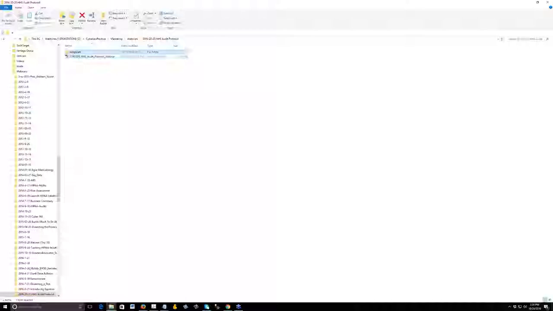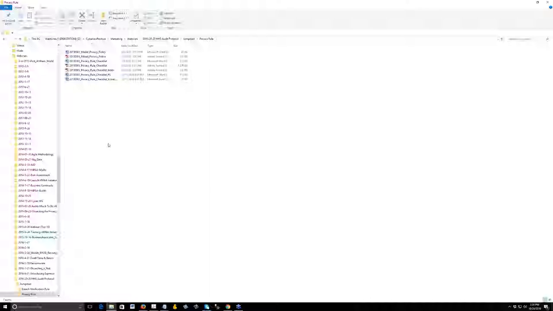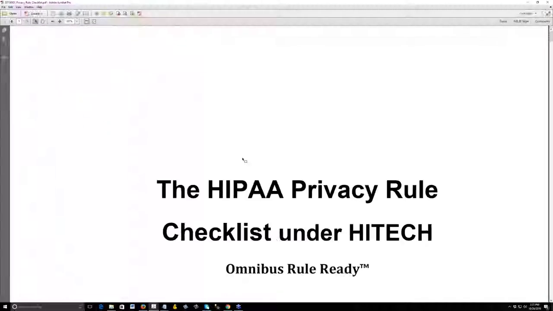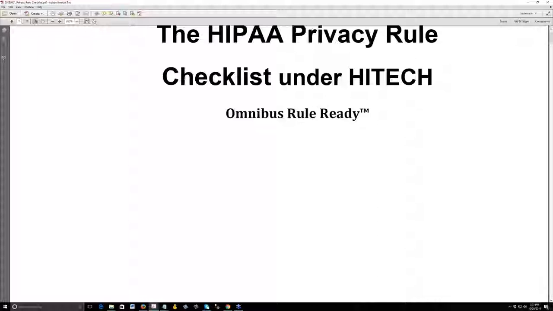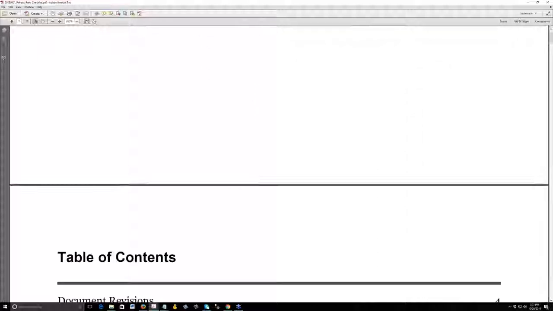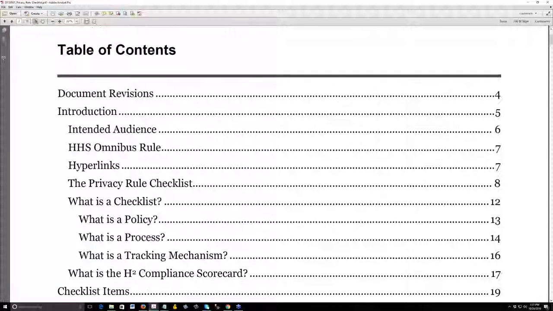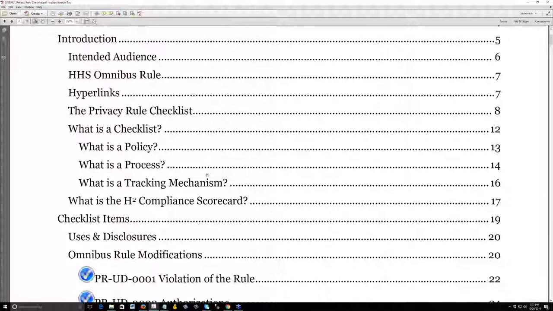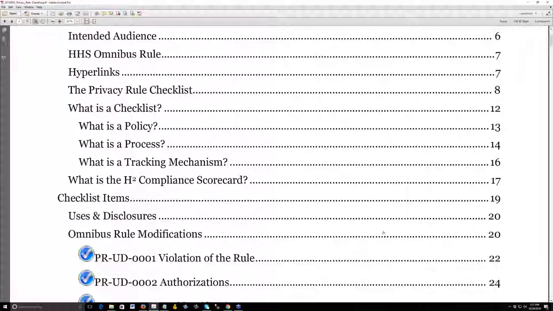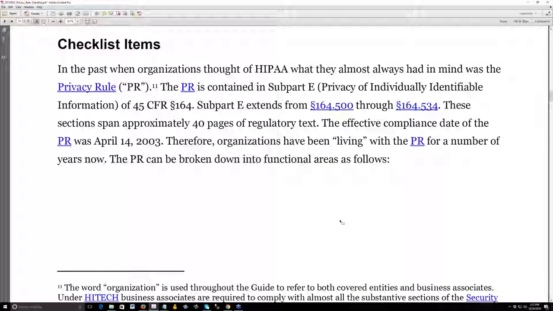Let me show you a little bit about how we go about attacking that in the privacy rule. What I'm going to show you is part of our privacy rule checklist, where for every requirement of the privacy rule, we give you the criteria, what you ought to be doing to ensure that you have visible, demonstrable evidence of compliance. I know some people have a bad word about checklists, but I guarantee you not all checklists are created equal, and I'm going to show you what we do. We call them checklist items. A checklist item is equivalent to a requirement or a sub-requirement in the privacy rule.